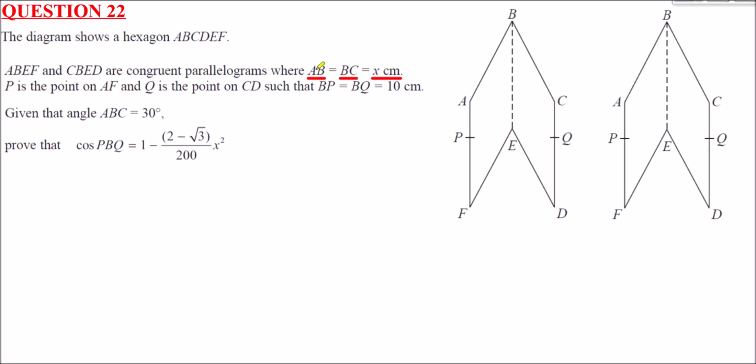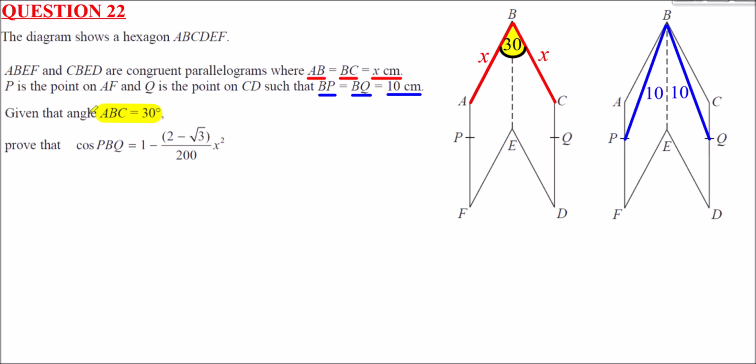First of all, we're told AB is the same as BC, I'm going to call that X. So let's call that X here. The next thing I'm going to highlight is that BP, this one from there to there, is the same as from B to Q, and we're going to call that 10 centimeters. So I'm going to get that labelled on as well. The next thing that I'm going to mention is that ABC is 30 degrees. So this angle here is 30.